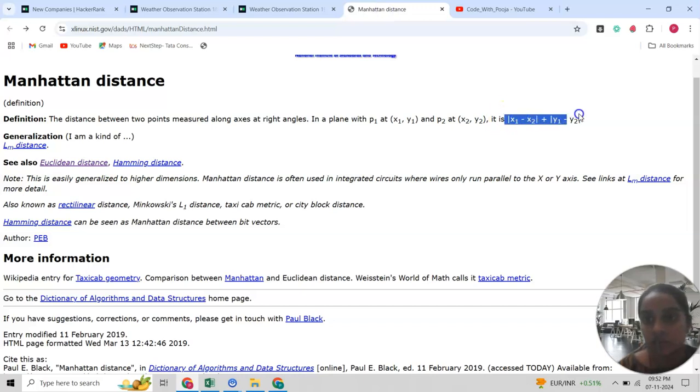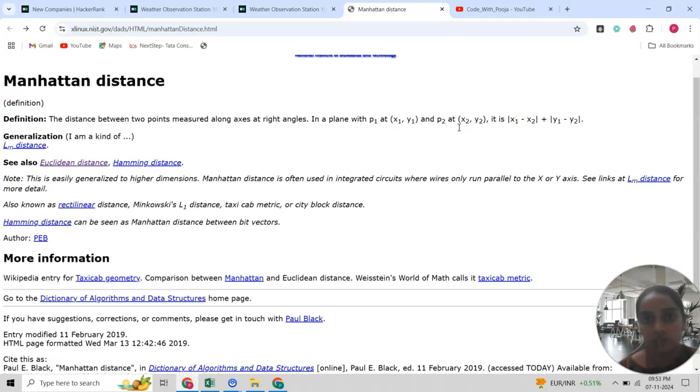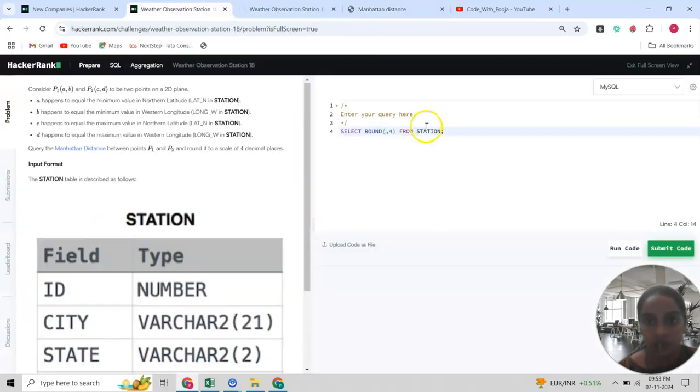So carefully observe what is happening. Mod, then max minus min. X1 minus x2 will be the max and the min of a particular latitude or longitude. So max and min will be subtracted, and it may contain a negative value, so the negative value will be converted to positive. For positive, what function will we use? We will use the ABS function, the absolute function.